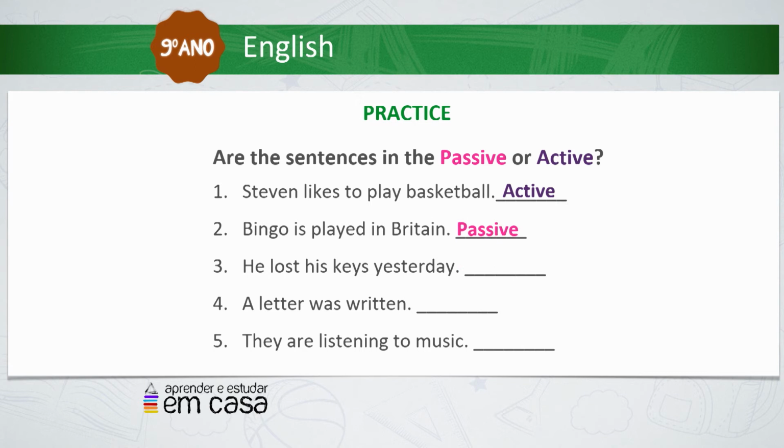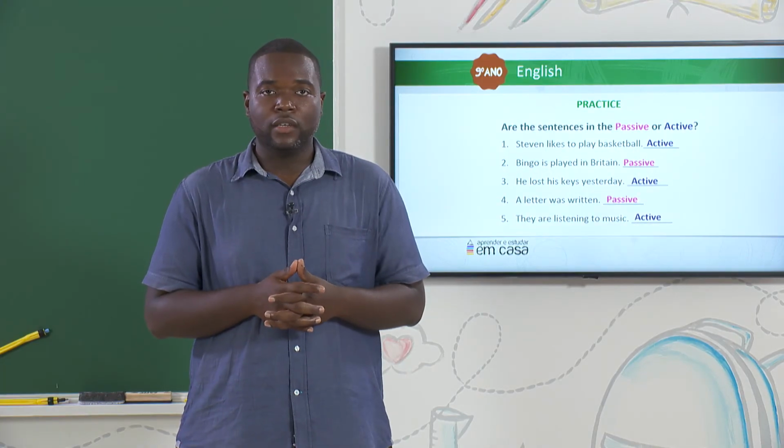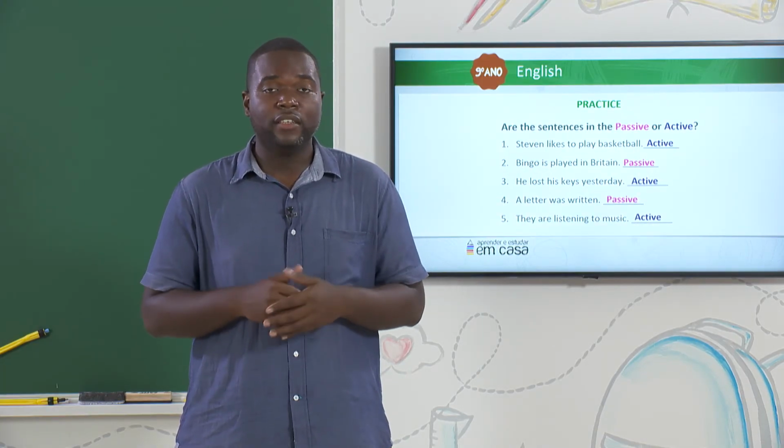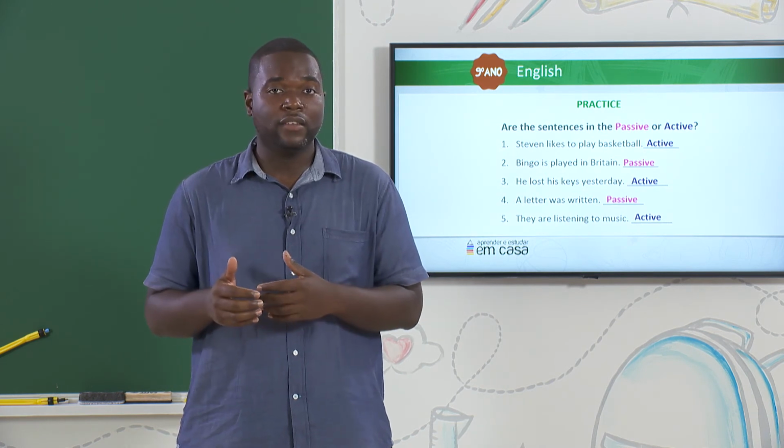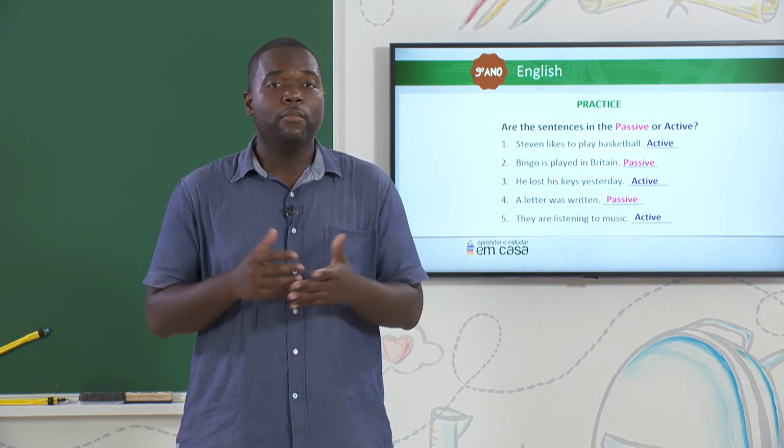Number 3, he lost his keys yesterday. Very good. Once again, it is an active sentence. Number 4, a letter was written. And sentence number 4 is a passive sentence. And the last sentence, number 5, they are listening to music, is an active sentence. Very good. All right, students, those were the exercises that you had to do in identifying which ones were active sentences or passive sentences, all right? But we are not done yet.